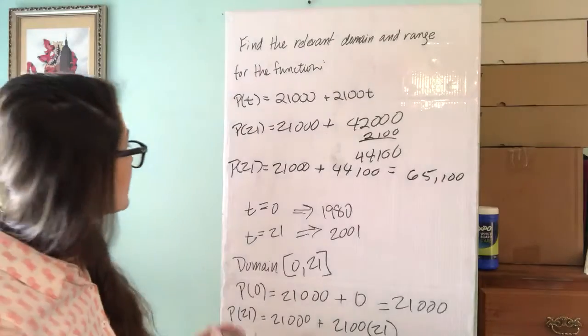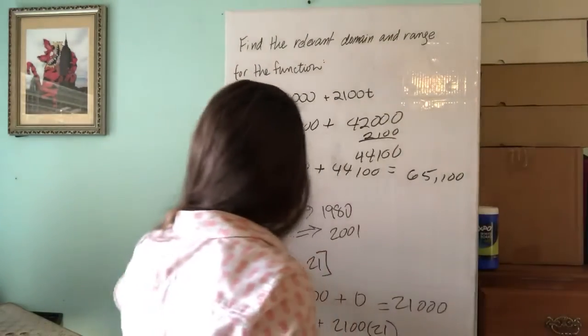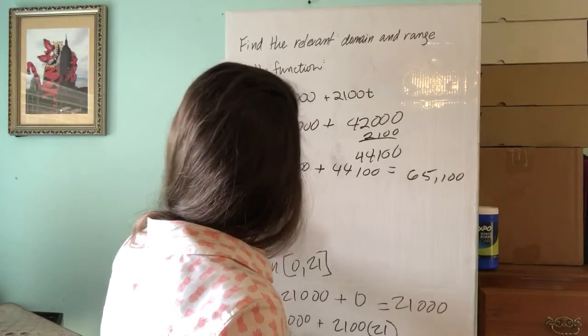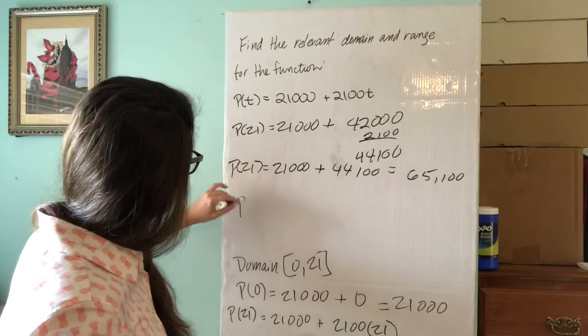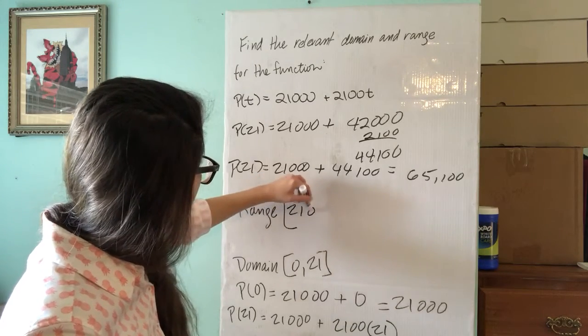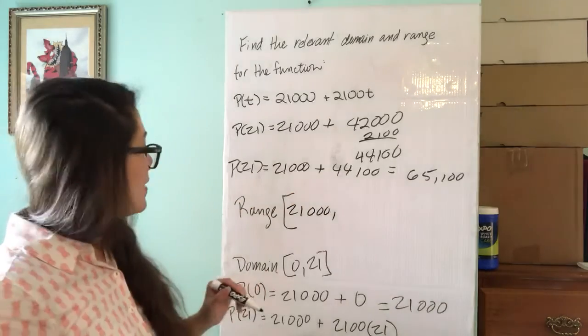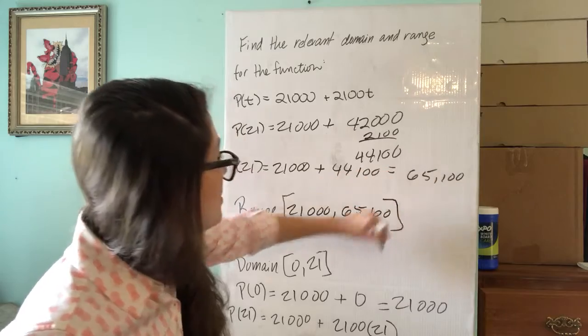Yeah. So the range would be going from 21,000 being the lowest, and then 65,100 being the highest.